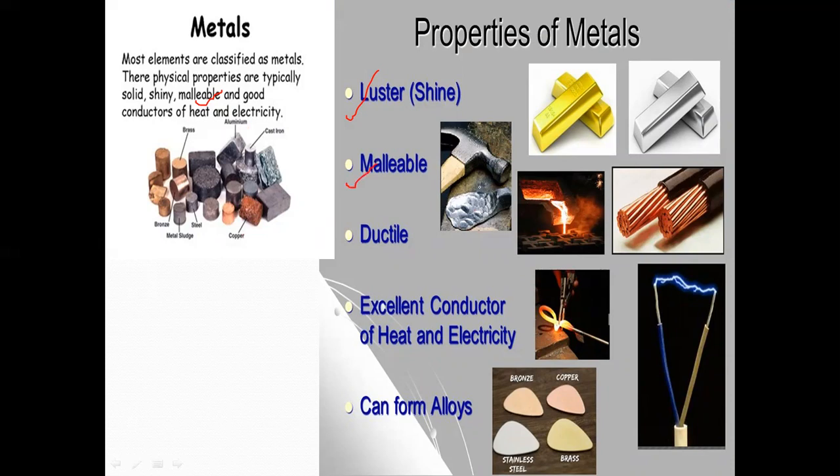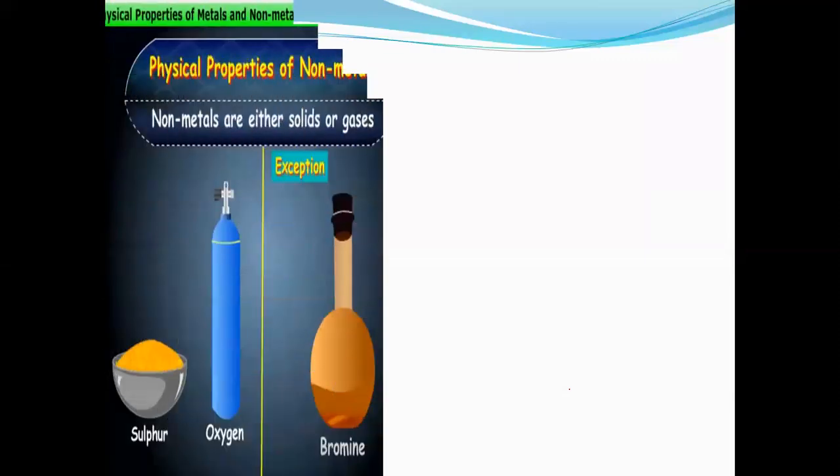If you see, they are heated up and they can be changed into different forms like that. Ductile means they can be changed into wires. They are excellent conductors of heat and electricity. Definitely, they can be molten as well. We can melt them in higher heat and change their shapes, and electricity can pass through these copper wires especially, and they can form alloys. Alloys, what are alloys? We will talk about them later on.